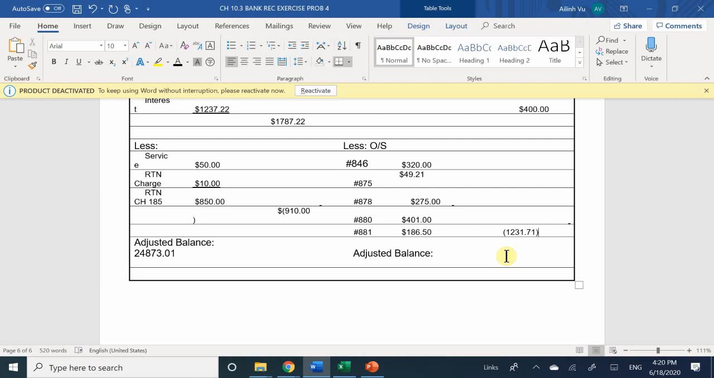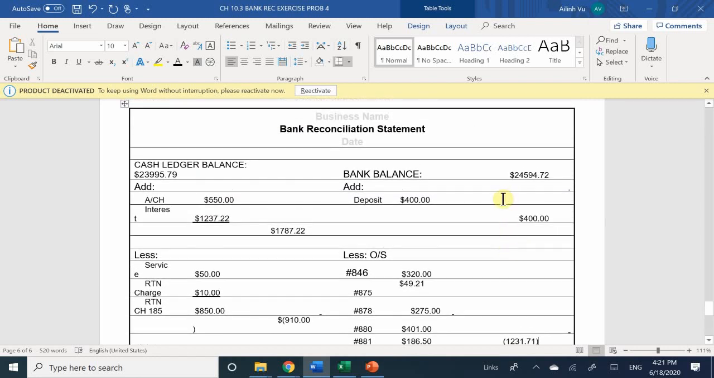David, you want to recalculate? I'm doing that right now. 1231.71. Yep, 1231.71. All right, so let's go ahead and calculate this. If we're going to start off with 24,594 and 72 cents.